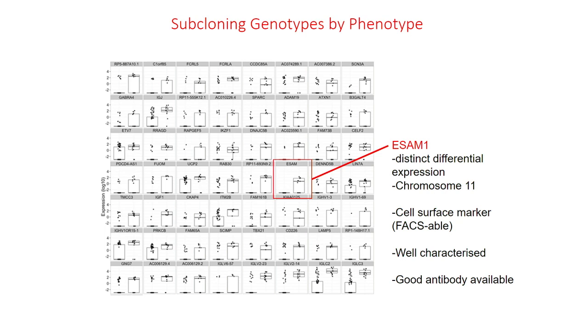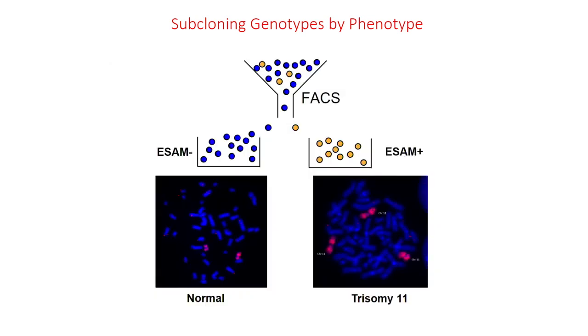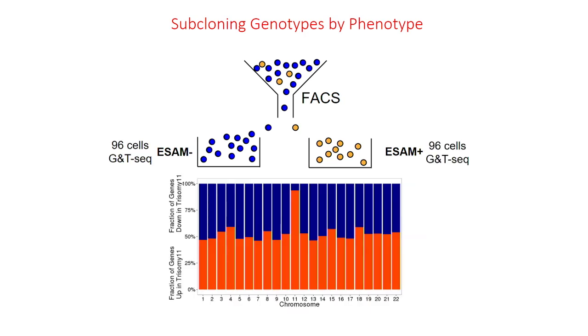So ESAM, which is expressed on stem cells and all sorts of other things, is on chromosome 11. When you have trisomy 11, it seems to be expressed a little bit higher. And we were able to separate out an ESAM positive and ESAM negative population based on the antibody. And we were able to enrich 100% positive trisomy 11 cells versus normal cells. So we could go from the genomic data to the transcriptomic data, to then identify a phenotype that allowed us to sort for the genome, the genotype effectively. This is just showing the same thing, that the chromosome 11 genes are more highly expressed in trisomy 11.